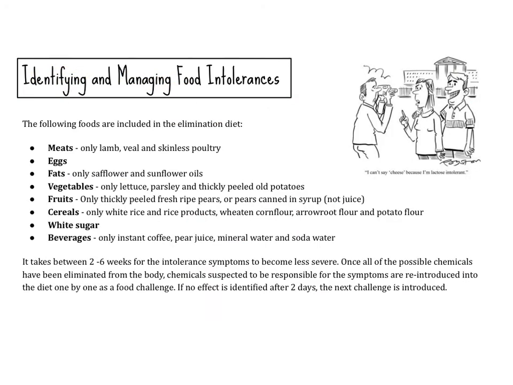We're going to have a look at the foods that are allowed on an elimination diet. So this list of foods is important. We're going to do a past paper question in relation to this later on. But meats, only lamb, veal and skinless poultry, so chicken that doesn't have the skin. Eggs are allowed. Fats like safflower and sunflower oils. The only vegetables allowed are lettuce, parsley and thickly peeled old potatoes.